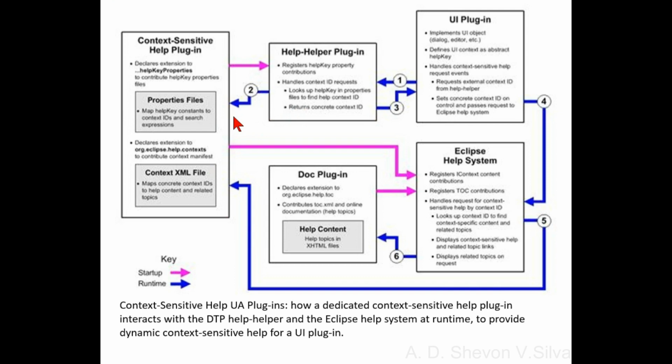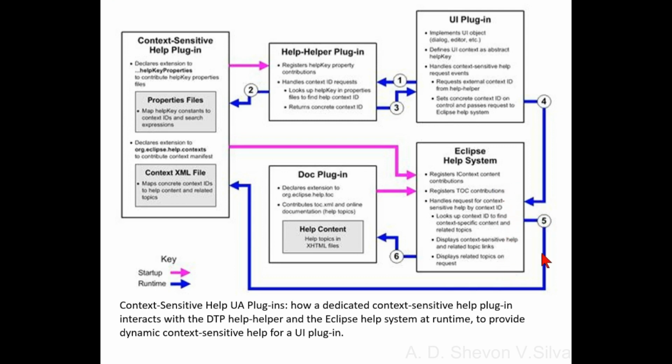And then the helper plugin is connected to the UI plugin. Here the UI plugin is connected to the Eclipse help system. It registers context contributions and registers TOC contributions, handles requests for context-sensitive help by context ID, looks up context IDs to find context-specific content and related topics, displays context-sensitive help with related topic links, and displays related topics on request.